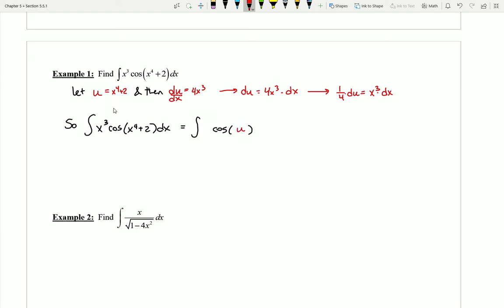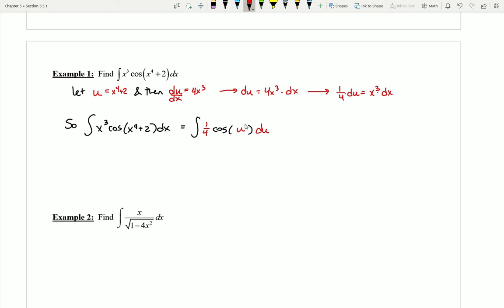I can also see that the derivative of that produces that 4x cubed. I rewrote that as 4x cubed dx is equal to du. And now, by dividing both sides by 4, I see that x to the third times a dx, which I have right here, can be replaced with a 1/4 du.